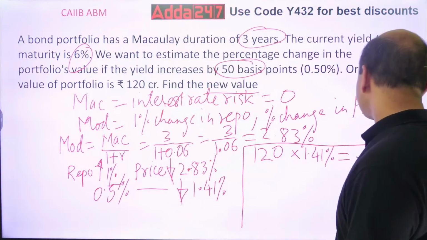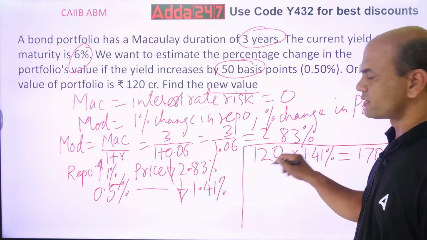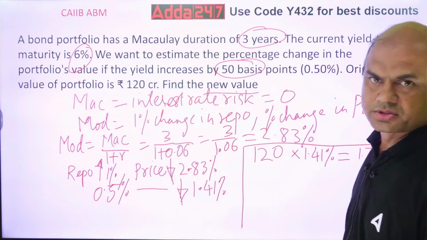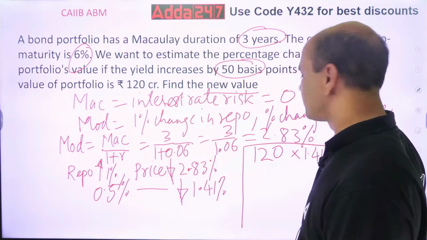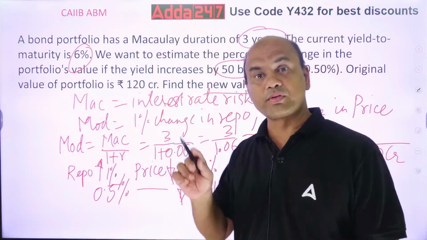So it will fall 1.70. This is what? Crores. Because this was in crores. So this is 1.70 crores. Got it, everyone? So the value of my portfolio will fall down by 1.70. But what am I asked? Find the new value. So I have to get the new value.